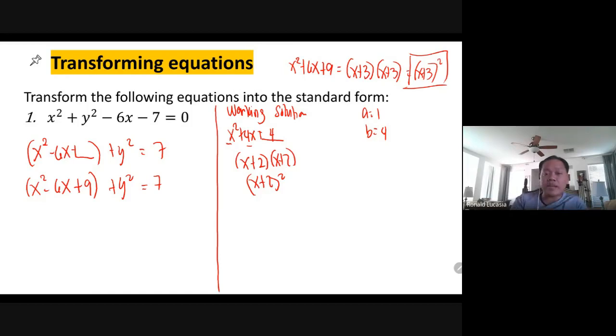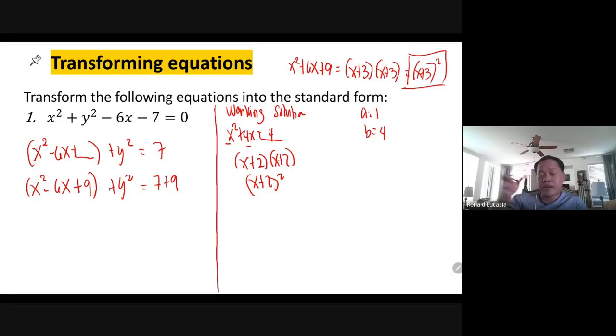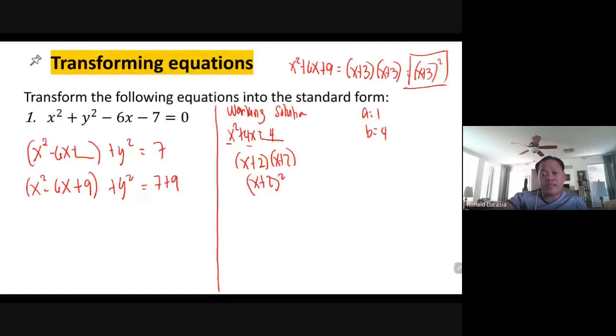Since you added 9 to the left side, to balance the equation you'll have to add 9 to the right side. Whatever you do on the left side, you also do on the right side. It's like washing your face. You wash half of your face, of course, you are going to wash the other side of your face. So x squared minus 6x plus 9 is now a perfect square trinomial. That is x minus 3 times x minus 3, and the factor is equal to 16.